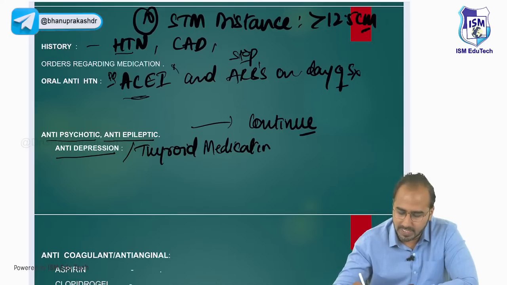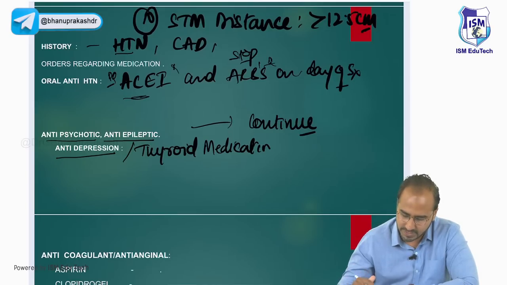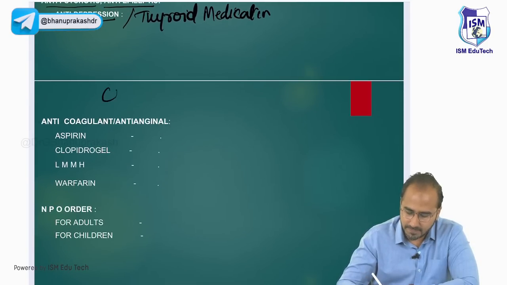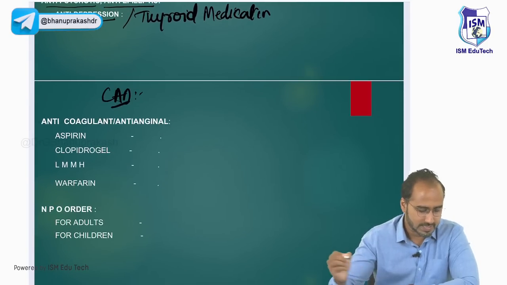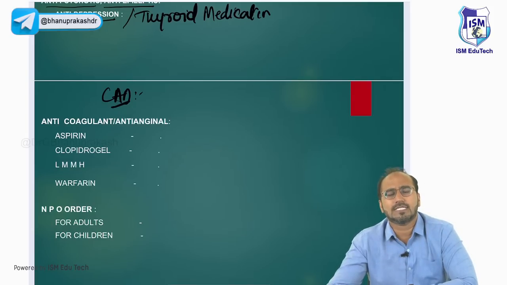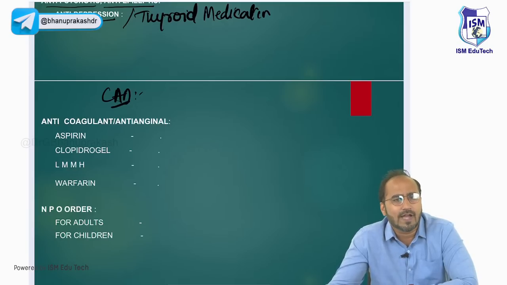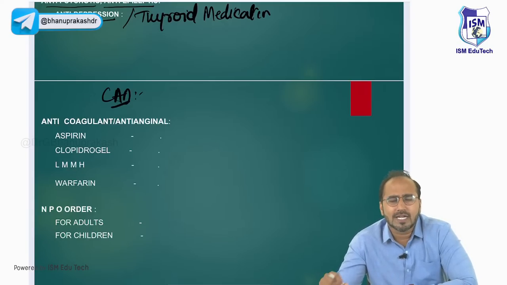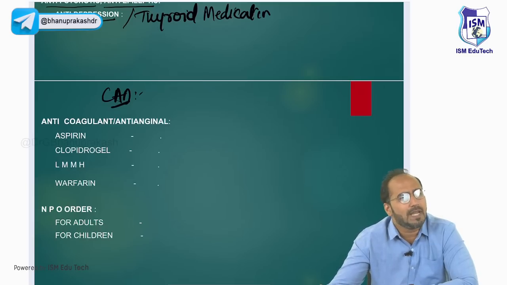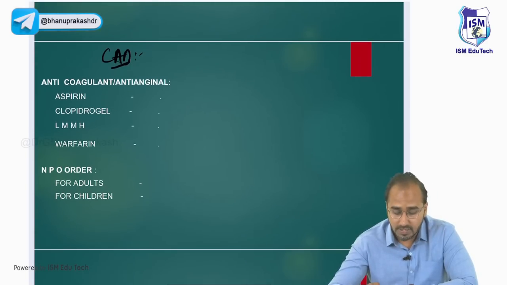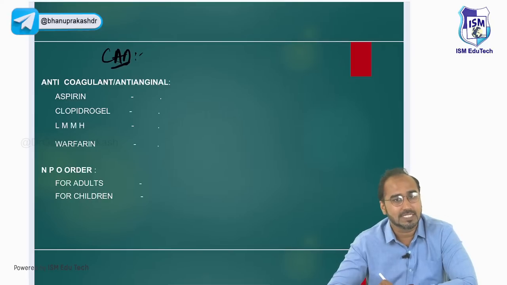Stop ACE inhibitors and ARBs on the day of surgery. If the person is suffering with CAD, coronary artery disease, come on guys, think and answer. A coronary artery disease patient will mostly be taking the drugs that are liquefying his blood. Why? Because he had coronary artery disease due to a thrombus, so he will be on blood thinners. So what medication history do we need to take? We need to take the history of the medication that he is taking.